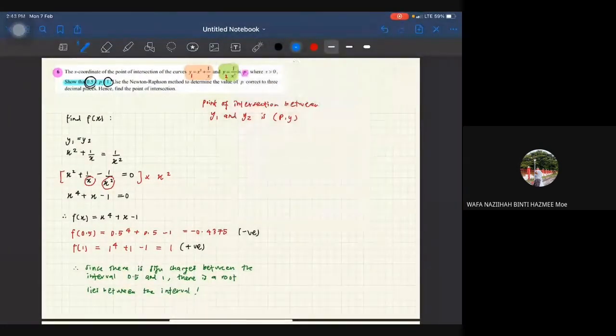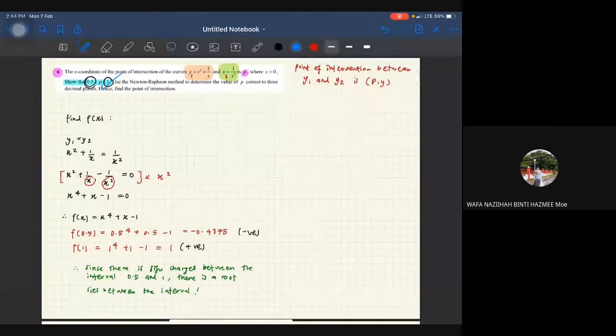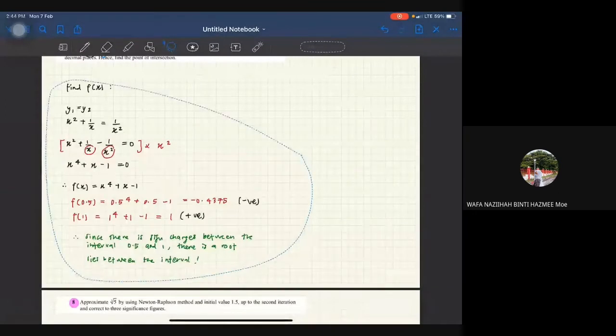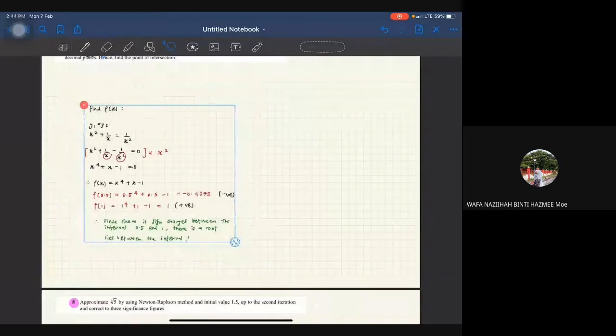This one settle. Okay, so sekarang kita guna use the Newton-Raphson method to determine the value of P correct to 3 decimal places. Okay, so sebenarnya nilai P ni apa? So nilai P adalah nilai root kita. So question asks you to use Newton-Raphson method to find the root, which is the value of P. Okay, so jom kita tengok apa step yang kita perlu ada. This one saya kecilkan sikit. Oh, sorry. Let's resize.